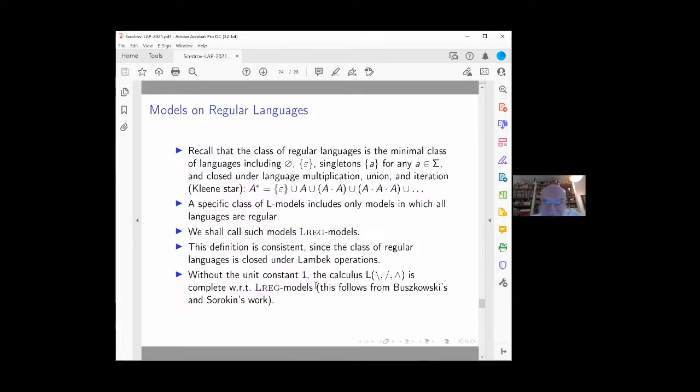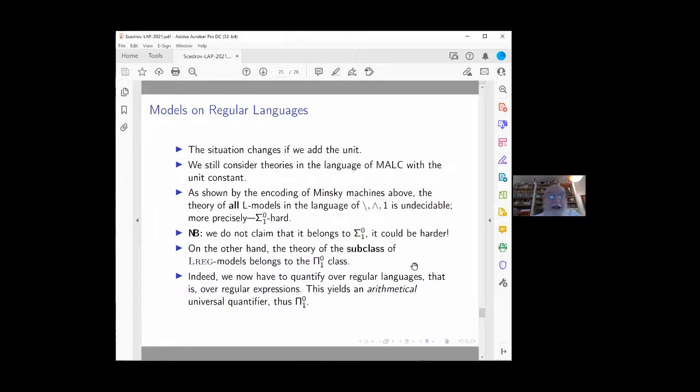Without the unit constant, an important caveat, the fragment consisting of two divisions and conjunction is known to be complete with respect to regular models. This follows from the work of Buszkowski and the work of Sorokin. So I'm going to get rid of one of the divisions, but I'm going to add 1, and the situation completely changes. We're going to use theories in the language with the unit constant. And as you've just seen a couple of slides ago, the theory of all L models in the language of left division, conjunction, and 1 is Sigma 0 1 hard.